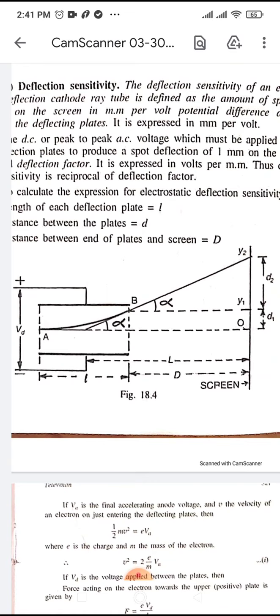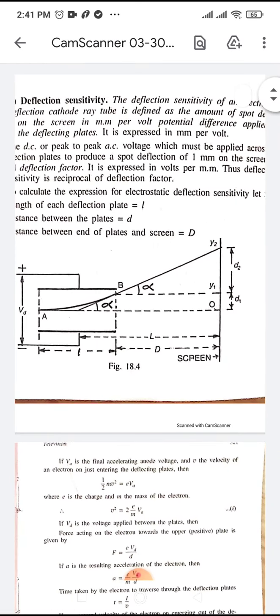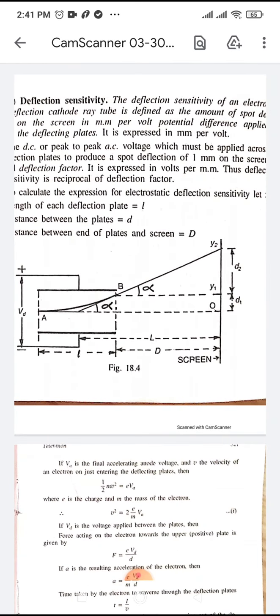We discuss the construction and working of cathode ray oscillograph. In this question, there is a term deflection sensitivity, and we may be asked to derive the expression for electrostatic deflection sensitivity. It may be a question along with the CRO.